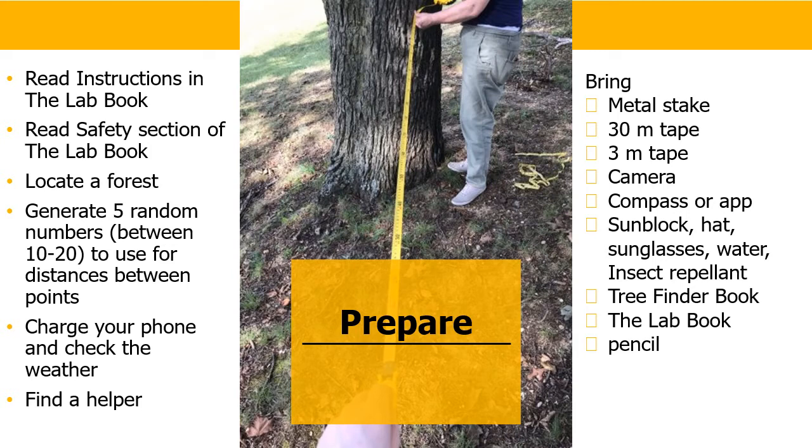In your little red lab book, you will find a list of things that you're going to be bringing with you. So in your lab kit, you'll find that there's 4 little metal stakes. So you want to bring the metal stakes. There's a large tape measure, the 30-meter tape. There's the small 3-meter tape, the soft one.